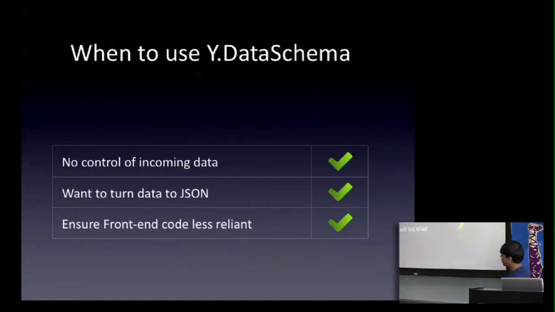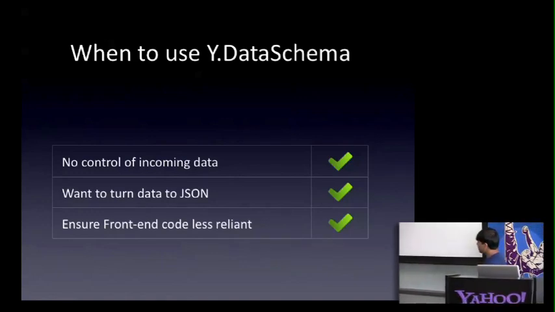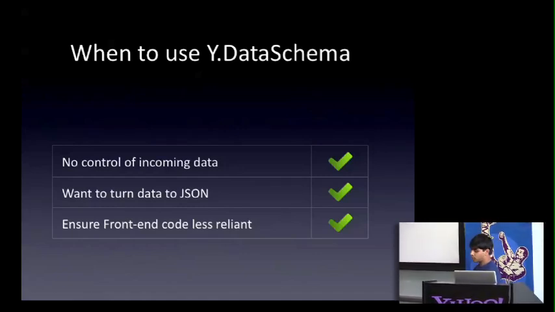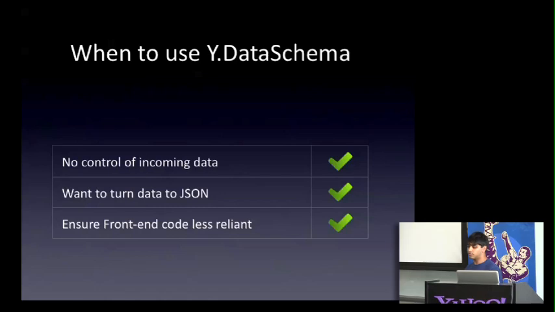So again, when to use data schema, I just want to reiterate this. If you don't have control over what your incoming data is, so you're working off of Facebook's API, Facebook's sending you a ton of data to work with, you don't have too much control about how much data you're getting back. So schema allows you a way to kind of know what you're working with. If you want to turn data into JSON, I don't really like working with XML, but if your server is returning XML to you, you can use a schema on an XML document and convert that into JSON for yourself. And finally, doing this ensures that your front-end code is kind of less coupled with your back-end server.